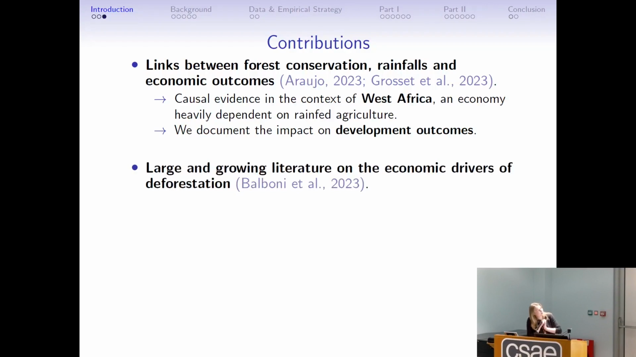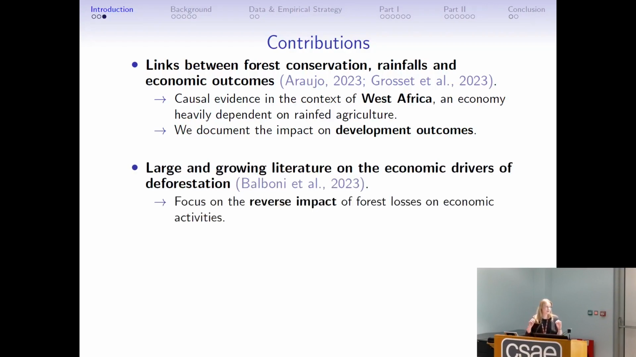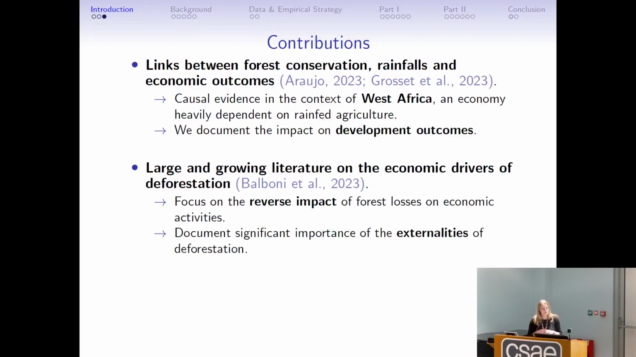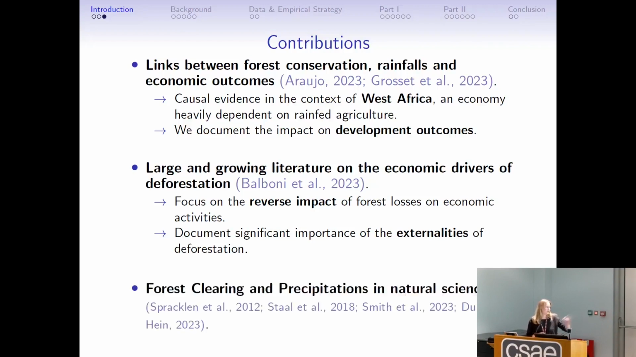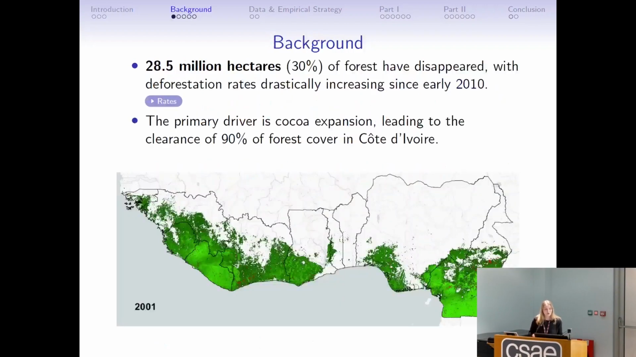We are also talking about the large and growing literature on the economic drivers of deforestation, but this time we focus on the reverse impact, so the impact of forest loss on economic activities. And we document significant externalities of deforestation on development. And we are talking to the forest clearing and precipitation in natural science literature that started to talk about this topic actually in 2012 with the Spracklen et al. first paper, so we are a bit late, economists. And here we are quantifying economic impacts.